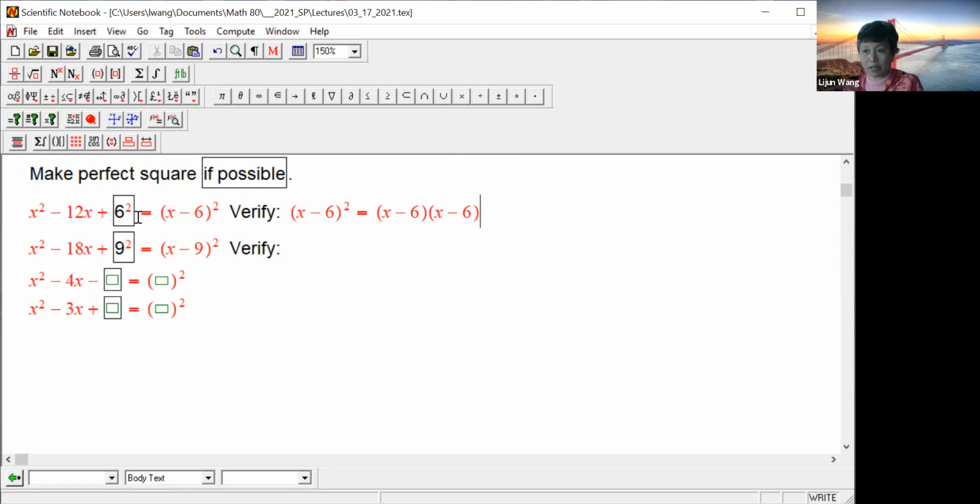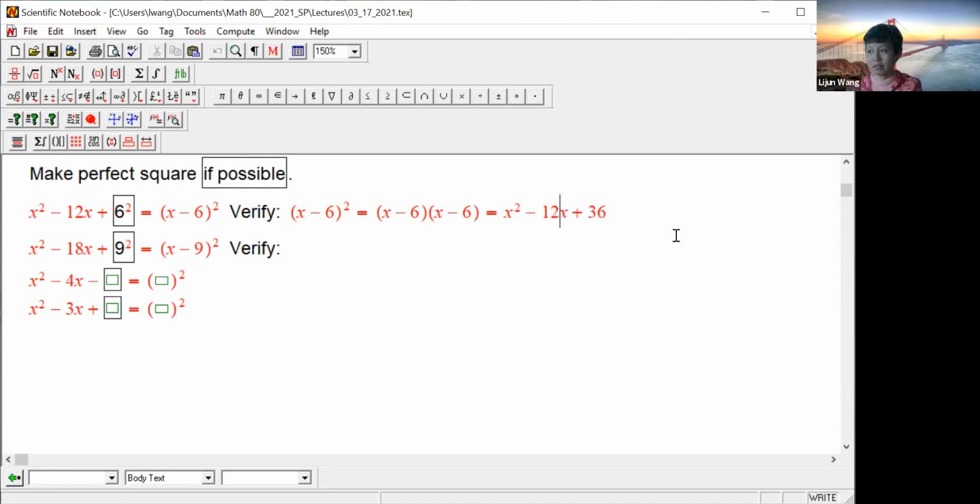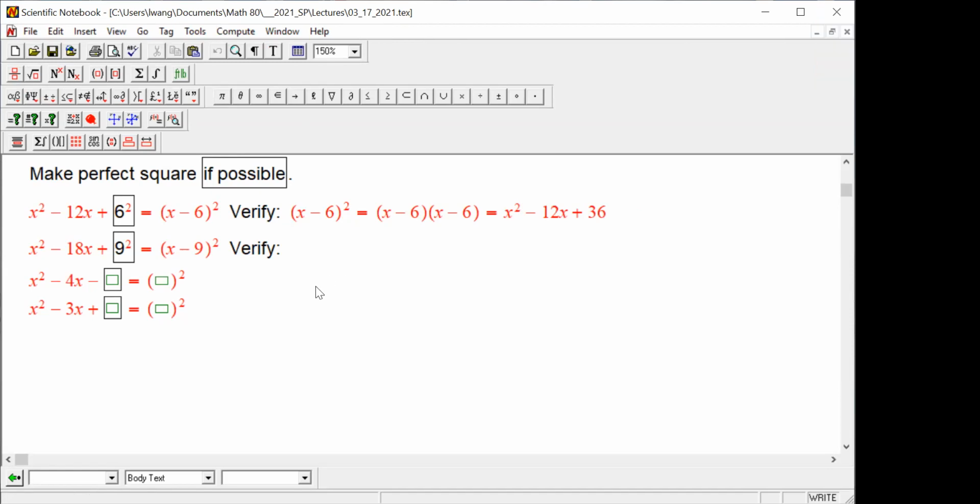After filling in the blank, what do we get? X squared minus 6x minus 6x plus what? 36, right? Does it match? Yes. See, we have more confidence now? A lot more. Okay, good. I'm glad to hear that.